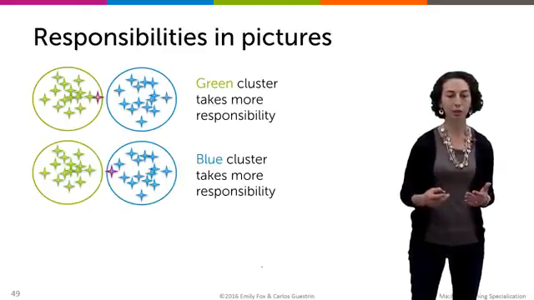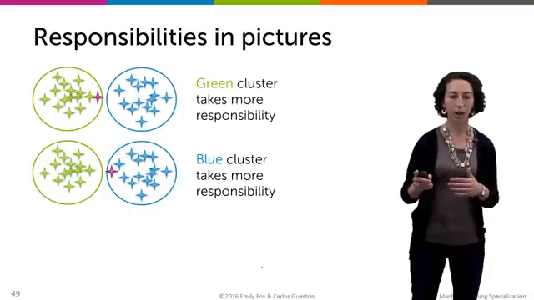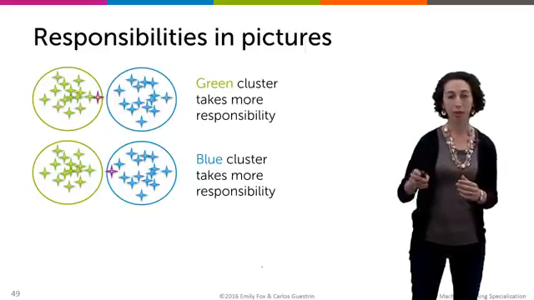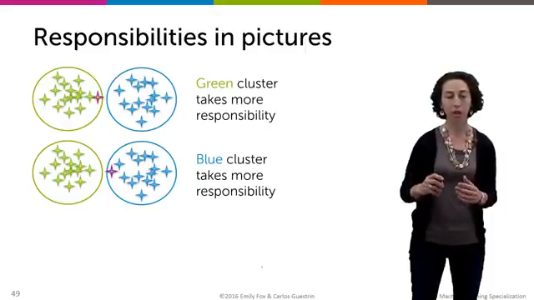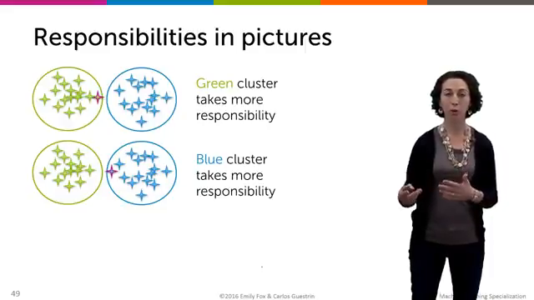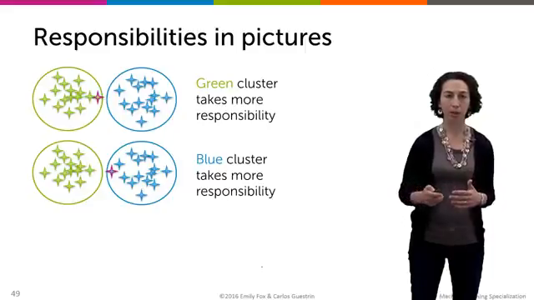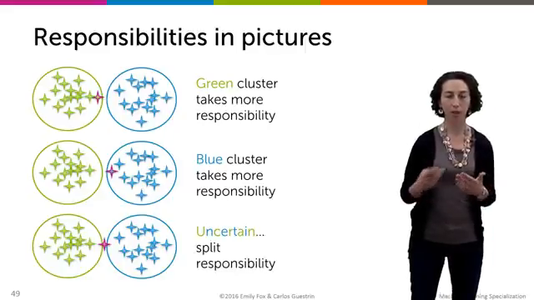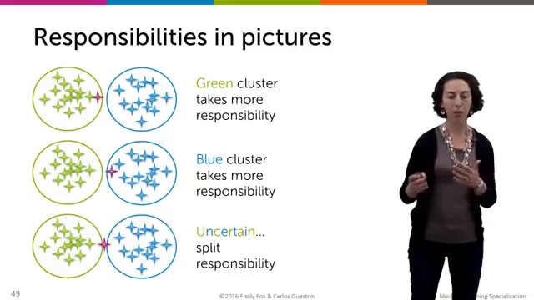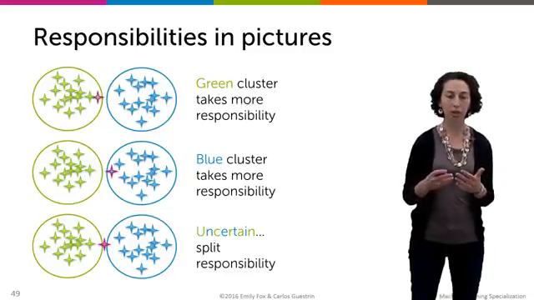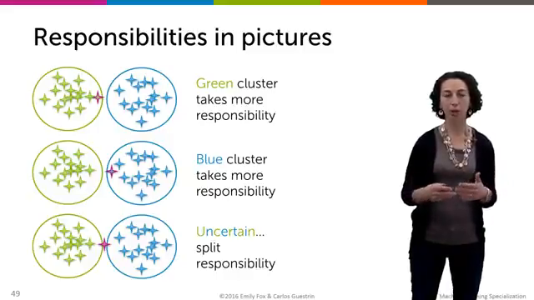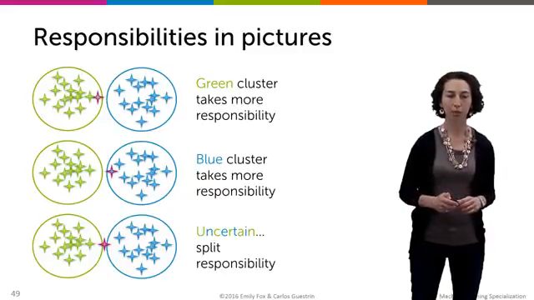But in contrast, in this situation here, notice that we've shifted our highlighted data point towards the blue cluster. So now this key observation is closer to the center of the blue cluster, and this blue cluster, as a result, is going to take more responsibility for this data point. But finally, if the key observation were somewhere in between the 2 clusters, then there'd be basically split responsibility between the green and blue cluster, representing a lot of uncertainty in the cluster membership for that data point.